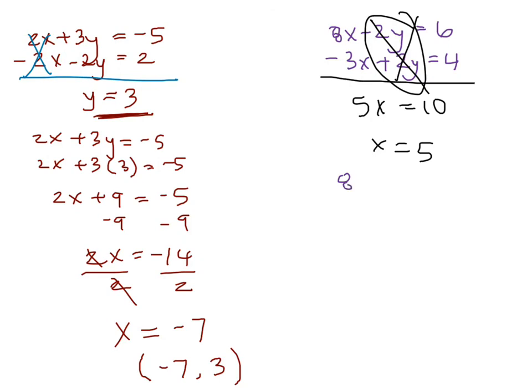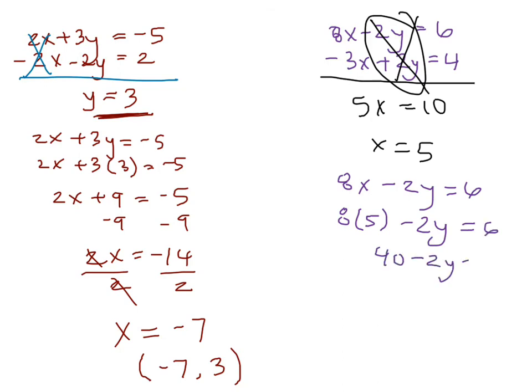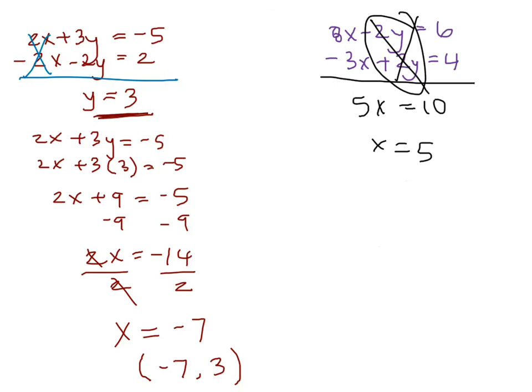Now I'm going to substitute 5 back into my first equation. 8x minus 2y equals 6. Instead of x, we have a 5. 40 minus 2y equals 6. Oh, I have made a mistake, haven't I? Let's go back and fix this. X does not equal 5. When we do 10 divided by 5, we get a 2. I'm sorry about that.